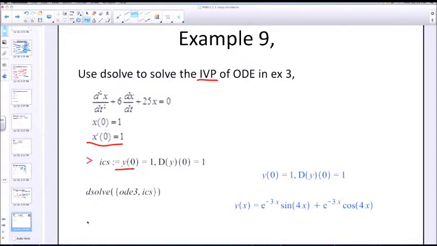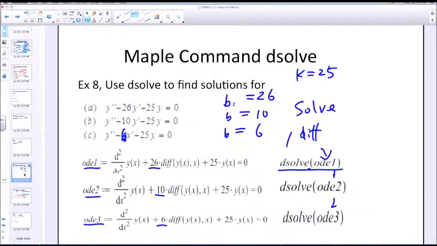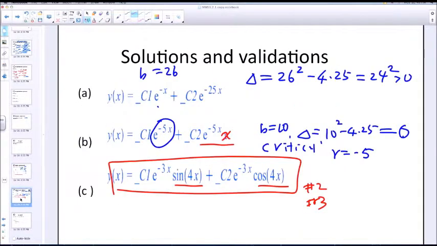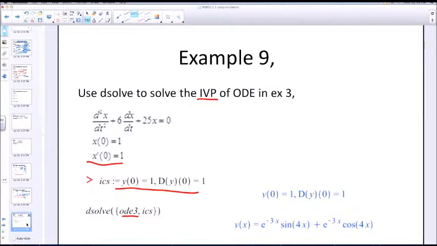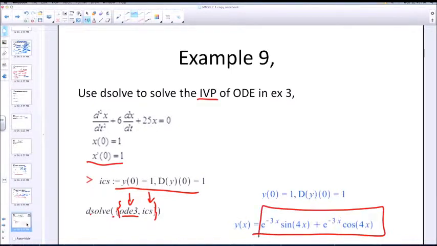You define the initial condition in this way. And we already defined the ODE in the previous slides. You see, the third ODE is here, we defined. And then all you need is to call this command, dsolve, put the brace here. That's the ODE. This is the initial condition. And you click the mouse, you get this solution, which is what I gave in example 3, if you remember.